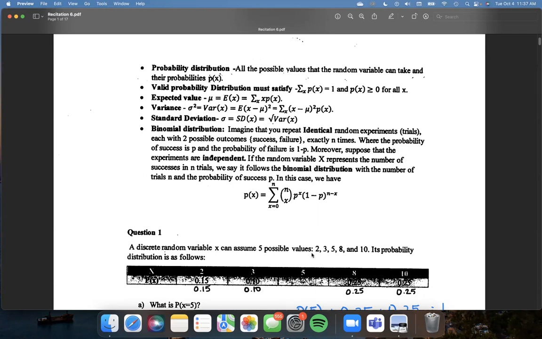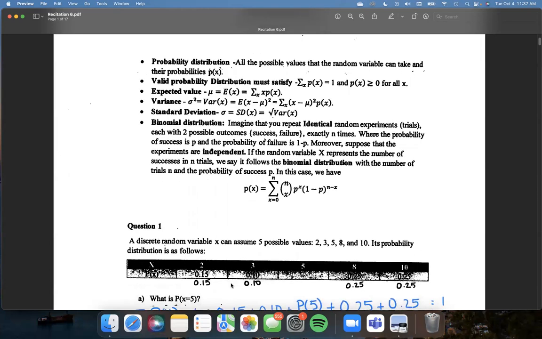We were told that this is a probability distribution, and we know that a valid probability distribution must satisfy that the sum of our probabilities over all of our X's should equal 1, and that each probability will be greater than or equal to 0. Notice that the probabilities we're given are non-negative, and we don't have any equaling 0. And all of these plus this unknown one should equal 1.